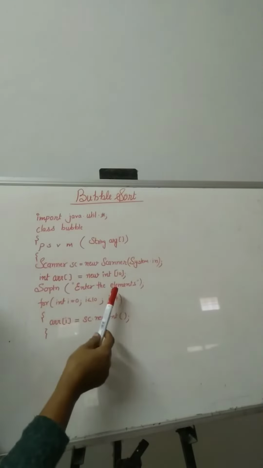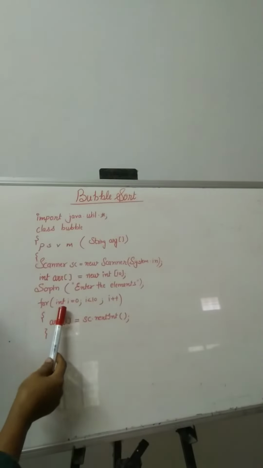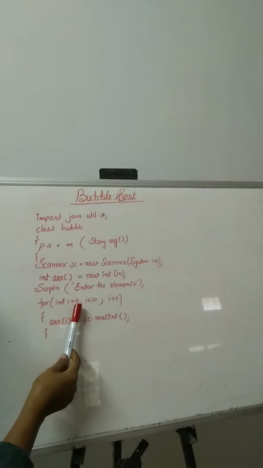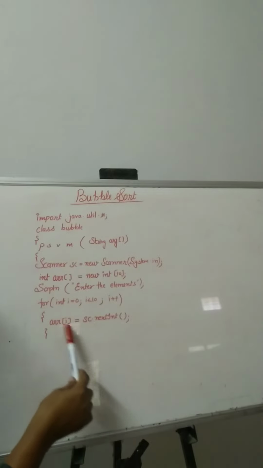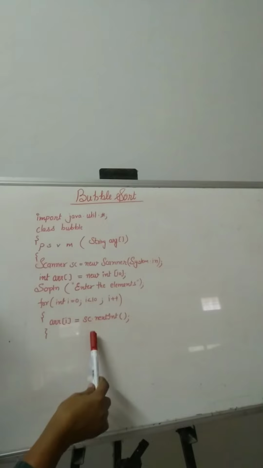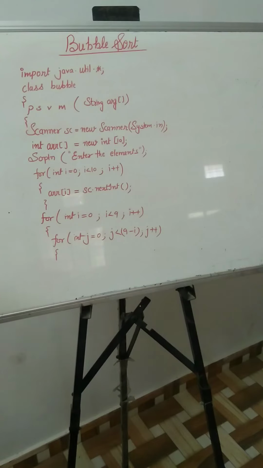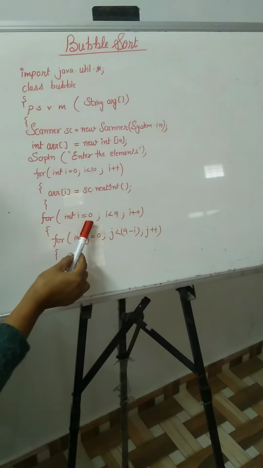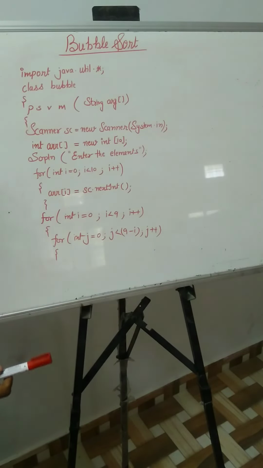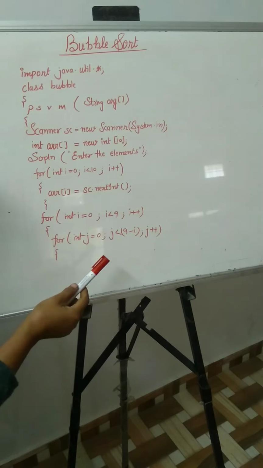After this, a printing statement: enter the elements. Then start the loop with initial value i = 0, i less than 10, i++. From this loop, we enter 10 elements from the user. Clear? After this, we write a for loop starting with 0 and less than 9. Less than 9 because we have to compare up to the last element, so this loop executes 9 times.